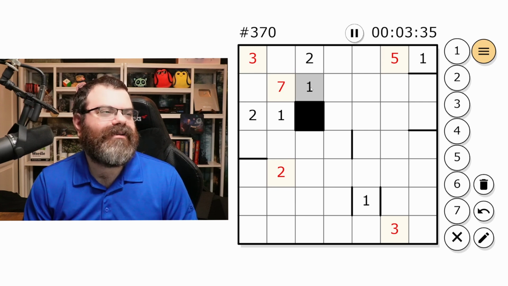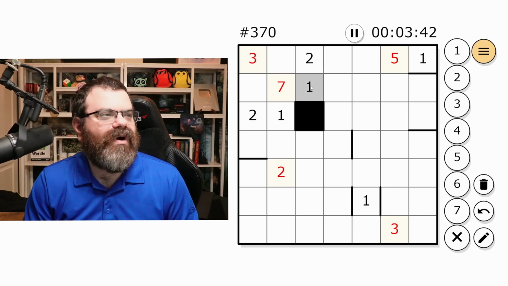Now we can finish the column with a 1. But you can also see we could have just said, there's only 1 place for 1, place the 1 there, and then finish with a 2. You get the same result. This 1, we can follow up on it.